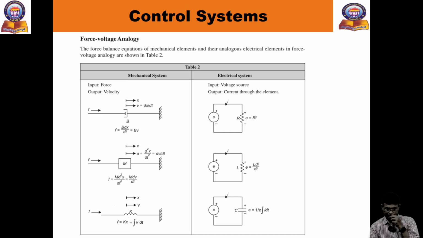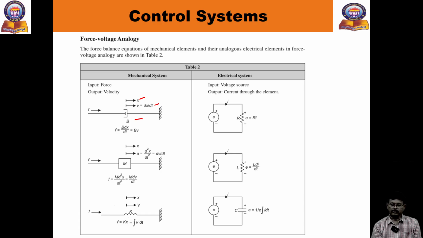So for force voltage, this is the balance equation. In a mechanical system, you have already seen mass, dashpot, and spring, right? You take x as displacement, and v is velocity. Velocity is the rate of change of displacement, and acceleration is the rate of change of velocity. Keep that in mind.